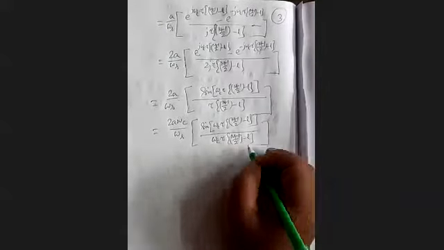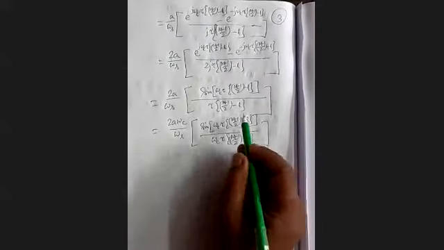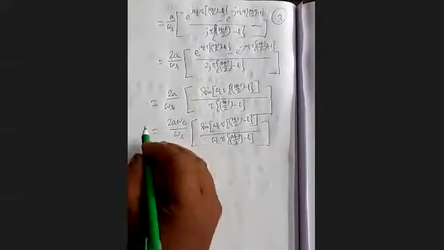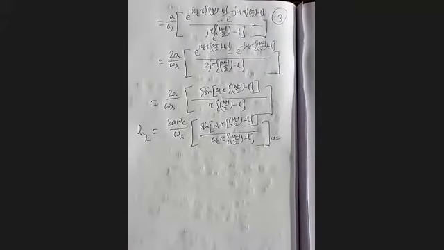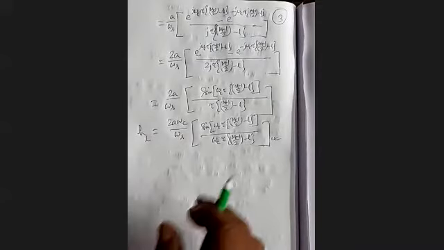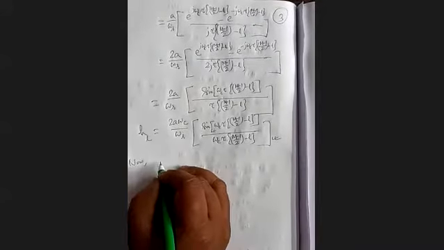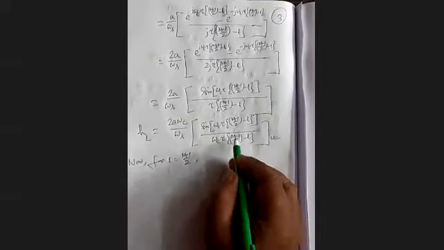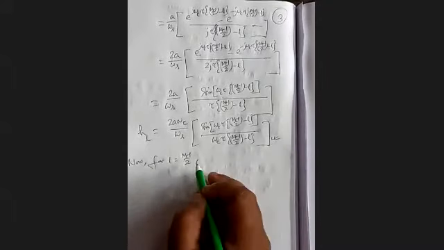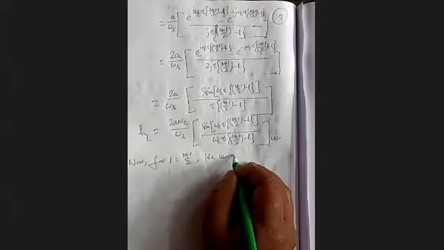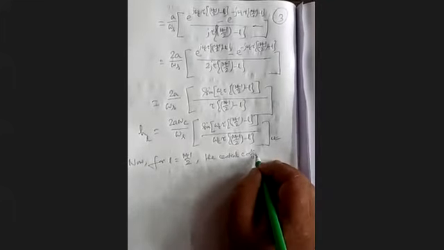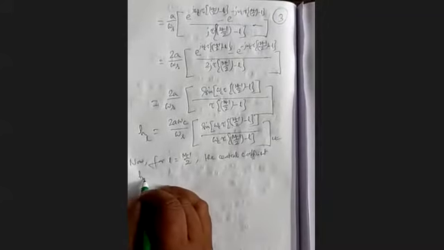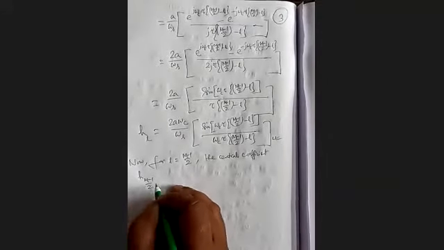So you see, this is sine theta by theta form. That is our HL. Now for L equal to m minus 1 by 2, what happens? When L equal to m minus 1 by 2, this is the central coefficient of the filter, or central value of the impulse sequence. Central coefficient h m minus 1 by 2.